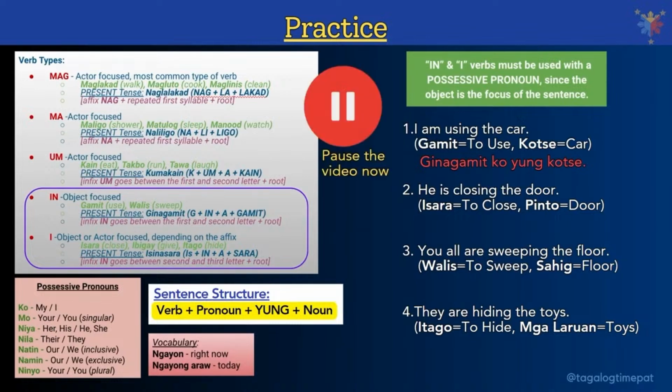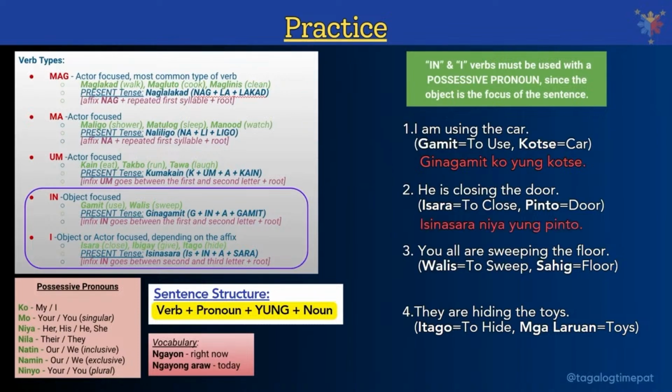So go ahead and take a minute. You do the last 3 examples and then we'll go over it. Feel free to pause the video if you need. All right, let's do number 2. He is closing the door. Isinasara niya yung pinto.